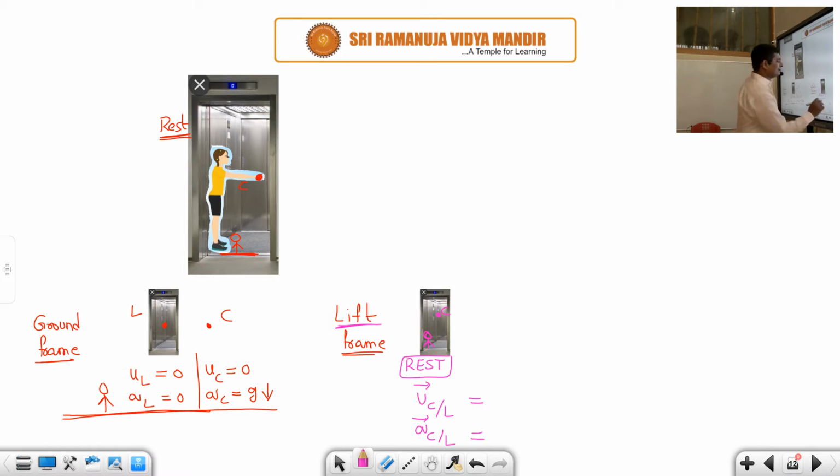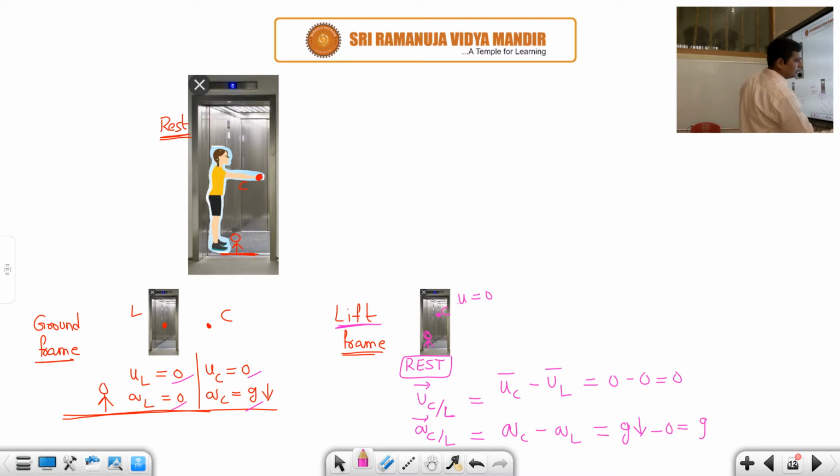Now what is the initial velocity of the coin with respect to the lift frame, students? Initial velocity of coin minus initial velocity of lift from the ground. Now you know these values: U of c is 0 minus U of L is also 0. So basically the initial velocity is 0. Then what is the acceleration of the coin with respect to the lift? Acceleration of coin minus acceleration of lift. Acceleration of coin is g downwards minus the acceleration of lift, which is 0. So that means basically g downwards.